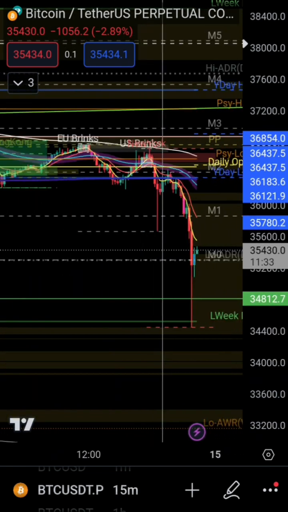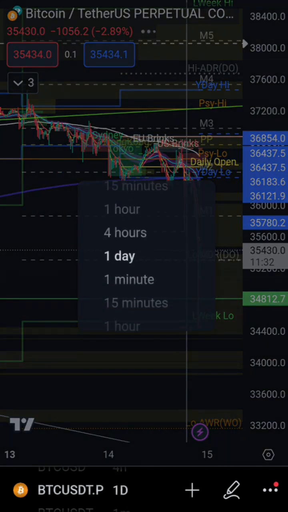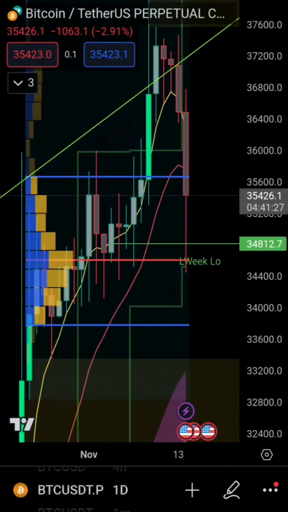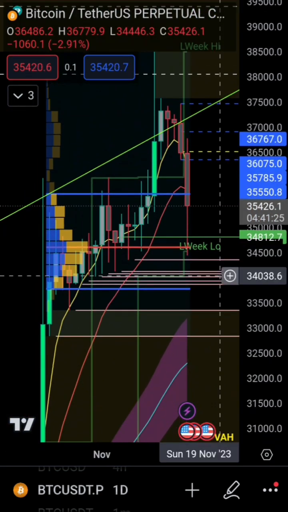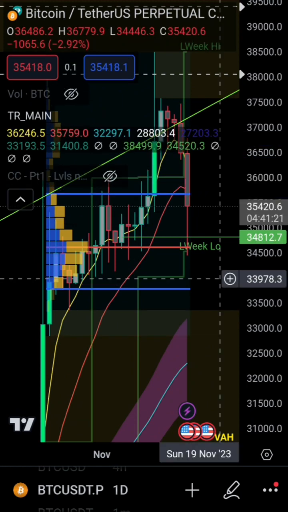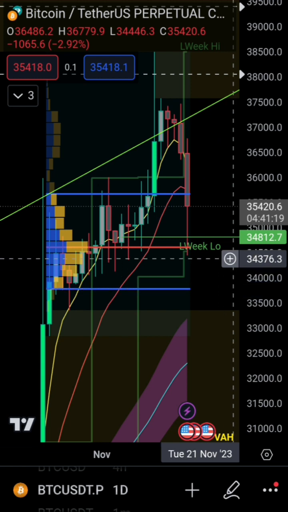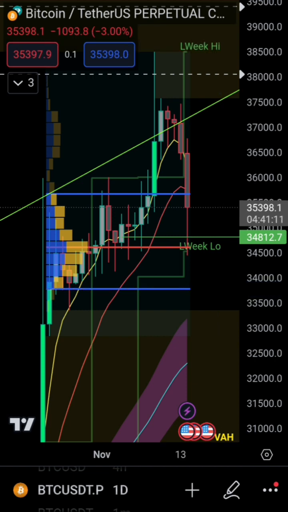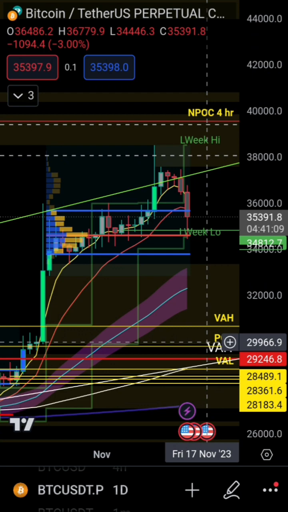But as I said before, 36K was critical for Bitcoin, and I said the 1 hourly 50 EMA is critical, and we broke the 1 hourly 50 EMA, and we started coming down below it. Now we bounced off the NPOC here, which is last week's low. If we come below the value area low, 33,777, then we could flush down all the way to 30,500, 30,400.